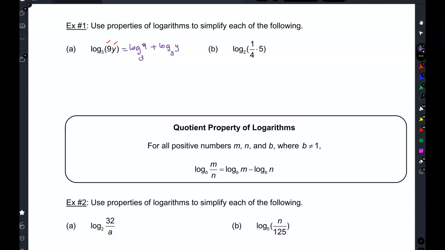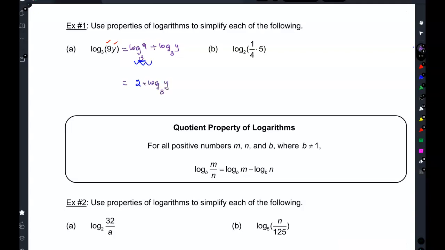Now you have to comb through and see if there are things that can be simplified. So for example, can the log base 3 of 9 be simplified? Yeah, what would that simplify to? A 2, right? Because the base is 3. What exponent of 3 gives you a 9? That would be a 2, right? Plus log base 3 of y.